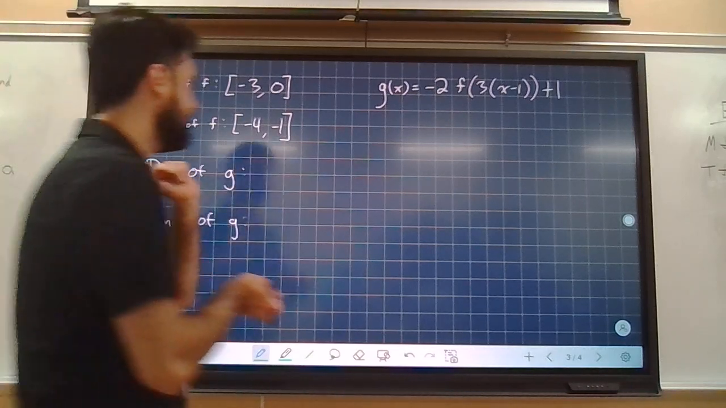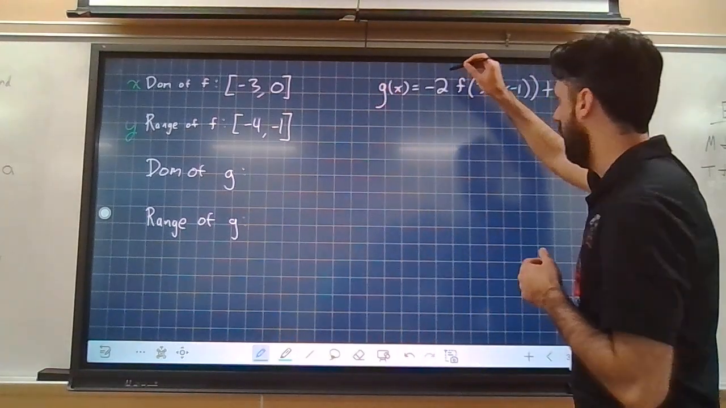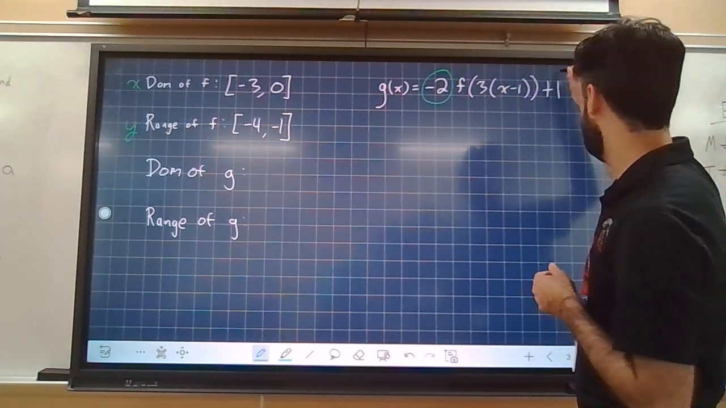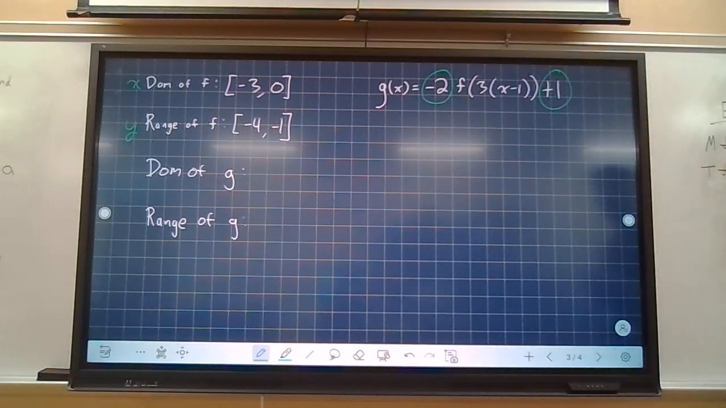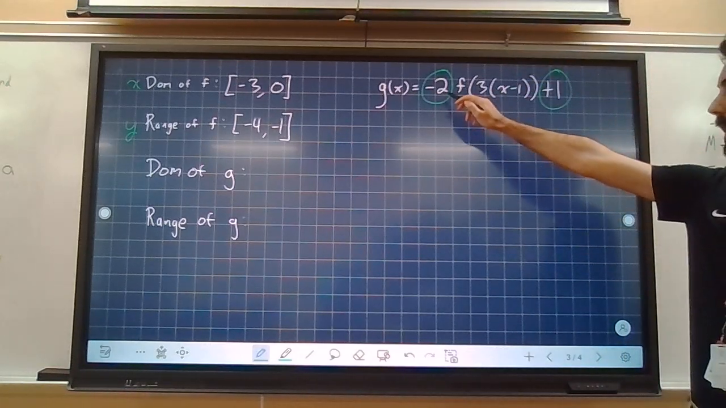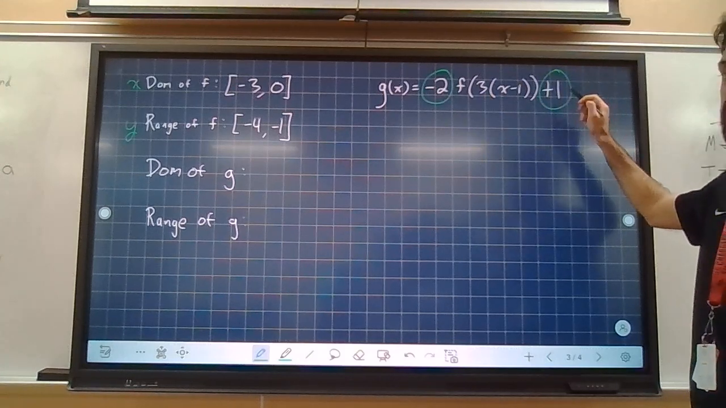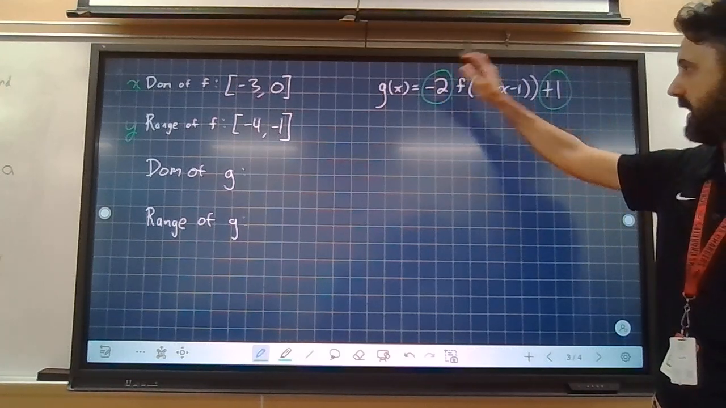And so I'm going to start with the range. Anything on the outside is going to affect our y coordinates. Those are vertical components of the transformations here. And so this is going to multiply the y's. This is going to add 1 to the y's. But we always want to multiply before we add.